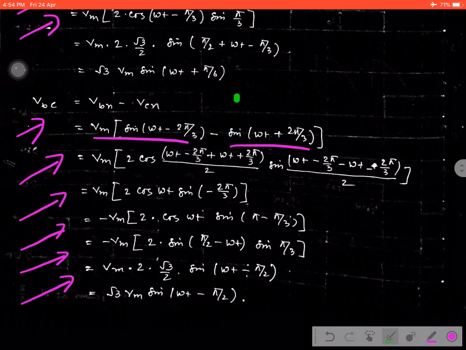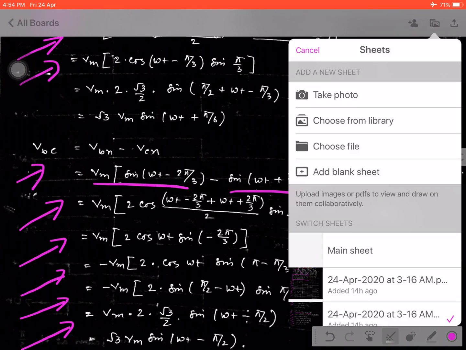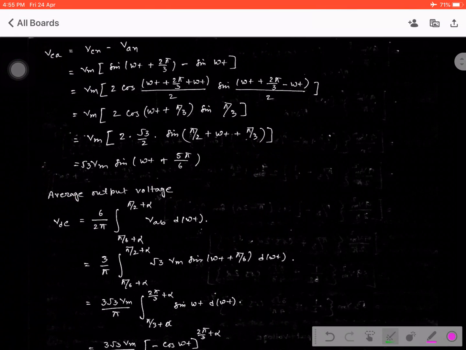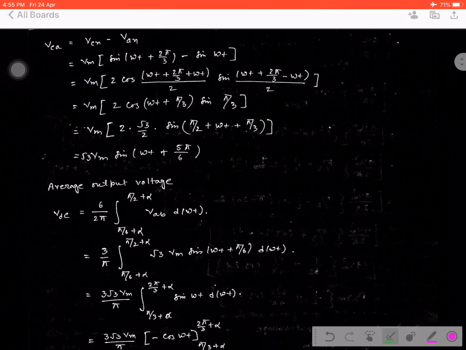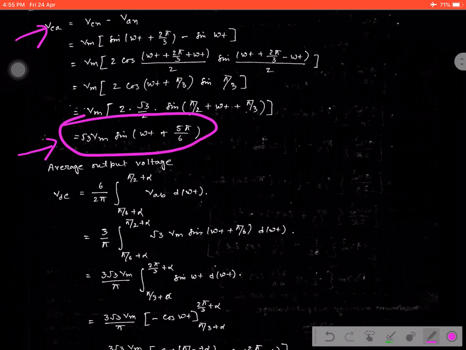Now we are going to calculate VCA. So VCA means VCN minus VAN. Similarly, do the calculation and simplify it. Then we will ultimately reach the voltage VCA equal to root 3 Vm sine omega t plus 5 pi by 6.